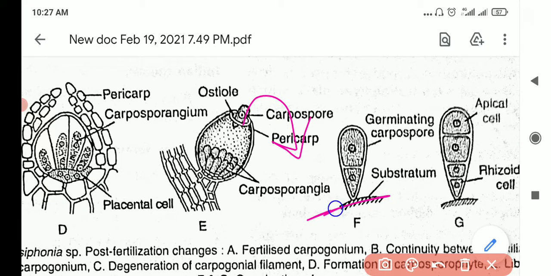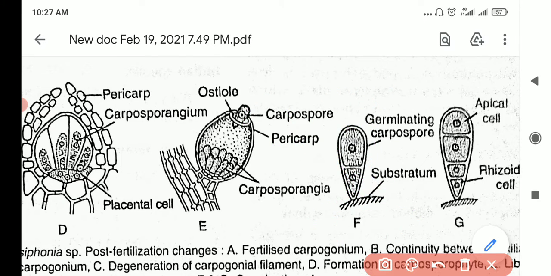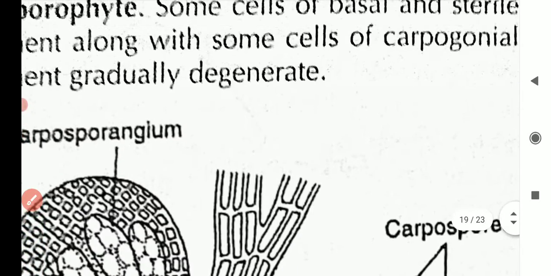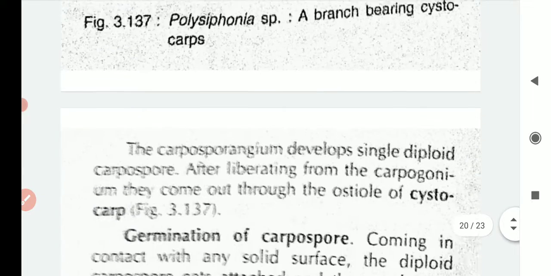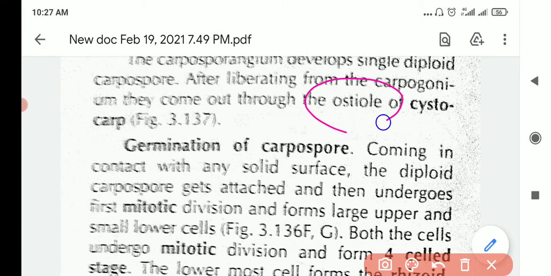It reached that ocean surface, then it germinates, no? It got the rhizoids and it will develop into a diploid plant. All right. So from the rhizoidal cells, the rhizoids will come out, and from the apical cell, the rest of the plant body will come out. And then the cycle will continue. So the opening through which that carpospore comes out is known as the ostiole. Okay.